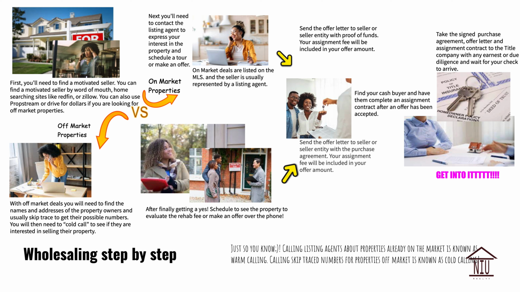For off-market properties, you'll need to look at PropStream or Drive for Dollars in order to find these deals. With off-market deals, you'll need to find the names and addresses of the property owners and usually skip trace to get their possible numbers. You will then need to cold call to see if they are interested in selling their property. And don't worry, we'll go over all these terms throughout this PowerPoint. After finally getting a yes, schedule to see the property to evaluate the rehab fee or make an offer over the phone.